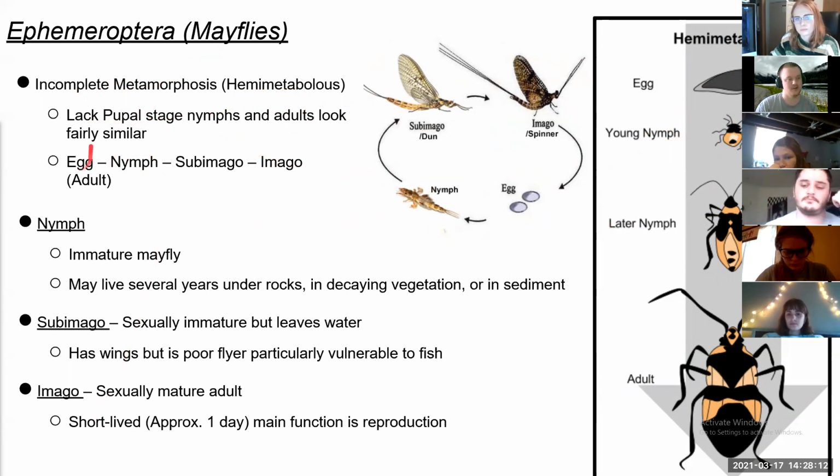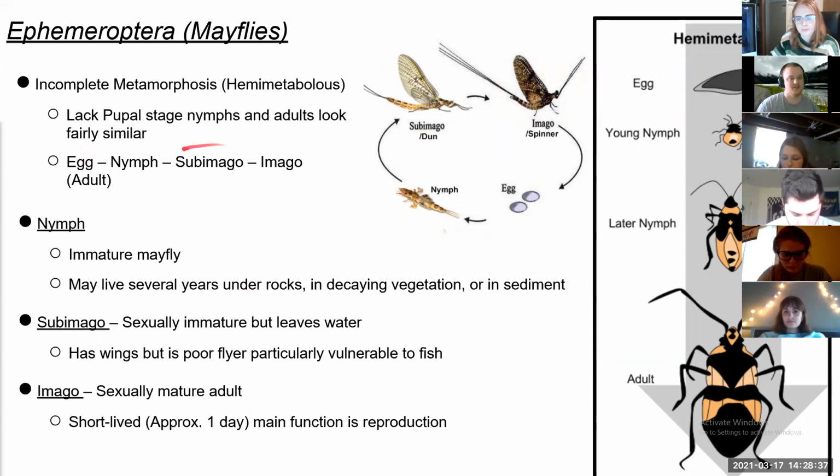So this life cycle, they start as an egg, and that egg is laid in water. And then they have a nymph stage where they go through several molts, increasing in size each time. Again, this is an immature aquatic stage. And they'll live several years in this stage under rocks or in decaying vegetation or in sediment within streams.